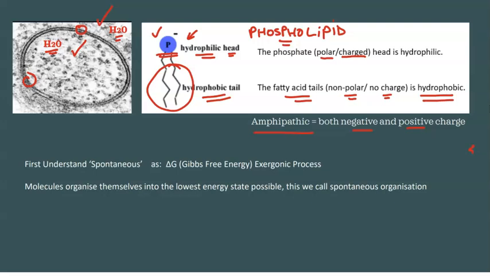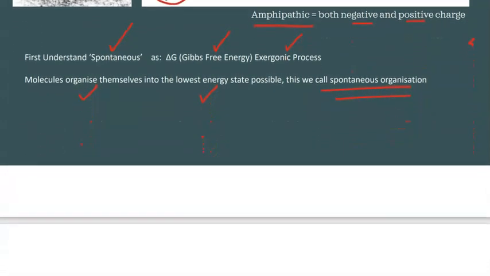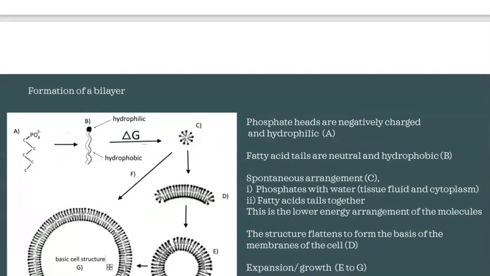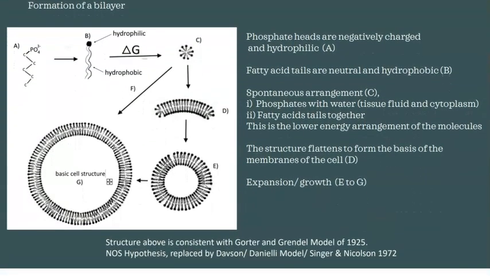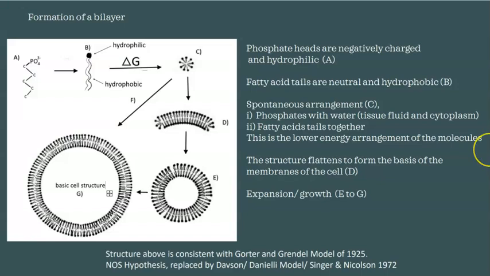One of the concepts that we'll be dealing with is the idea of the spontaneous organization of molecules, and this relates to the concept of Gibbs free energy and the idea of an exergonic process. So essentially what we're going to be seeing is where molecules will organize themselves into the lowest possible energy state, and this is described as spontaneous organization. So if there's a way to organize yourself so that you are at the lowest energy orientation of the molecules, that's what they do, spontaneous organization.